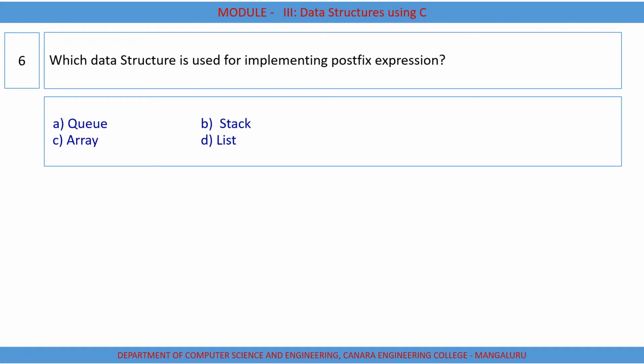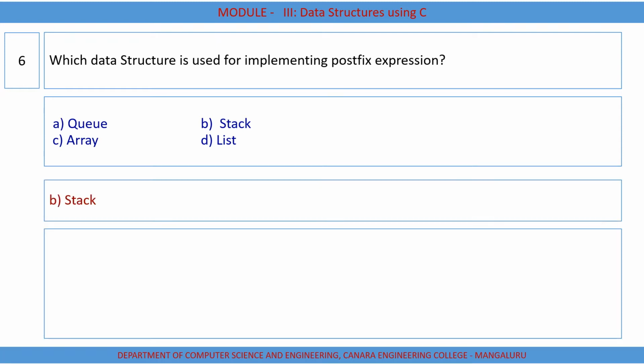Then, which data structure is used for implementing postfix expression? As I already mentioned in the previous slide, you have to scan the postfix expression from left to right, and as long as the scanned symbol is an operand, you place it into a stack. And if the scanned symbol is an operator, then you pop two elements from the stack and perform the operation with respect to that operator, then push the result back into the stack. So the answer for this question is stack.